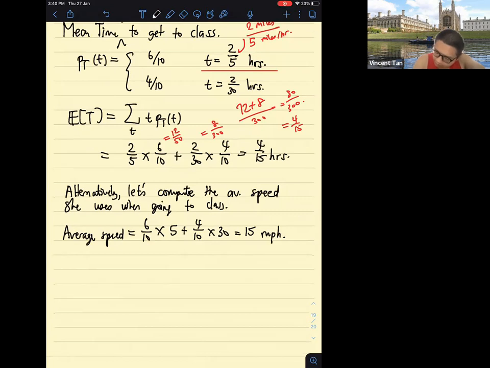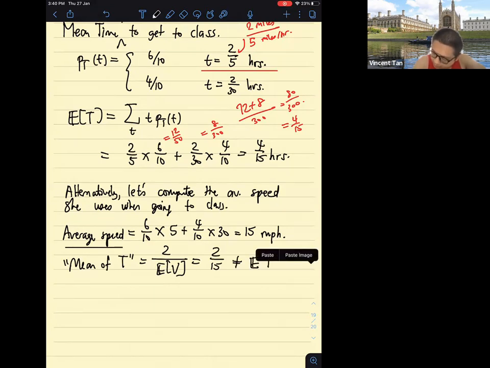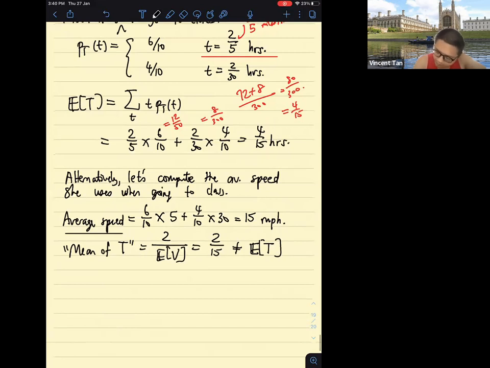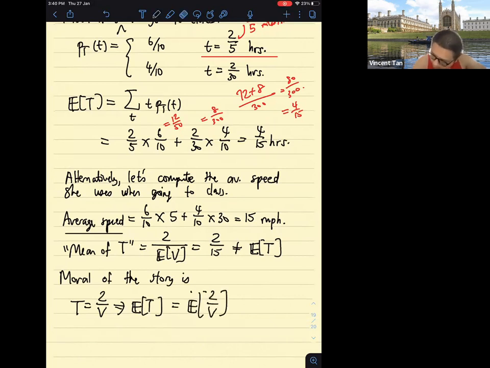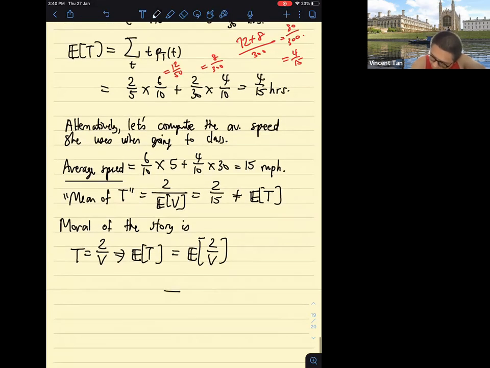Now we have already computed the average speed. So you might think that, since we have computed the average speed, let's compute the mean of t, and I put this in quotation marks because it's incorrect. Say this is the total distance, 2 miles, divided by the average speed. This is 2/15, and of course, this is not the same as the expectation value of t above, which was the correct calculation. So the moral of the story is that if you have the relation t equals 2/V, then the expectation value of t is equal to the expectation value of 2/V. And for this expectation value, you're not allowed to put the expectation value below. Not allowed.